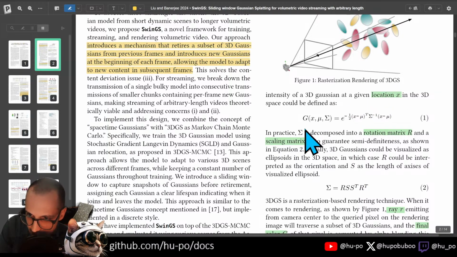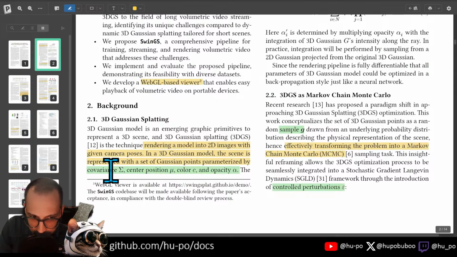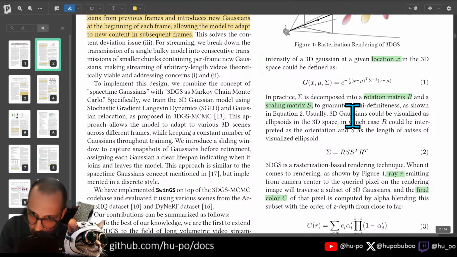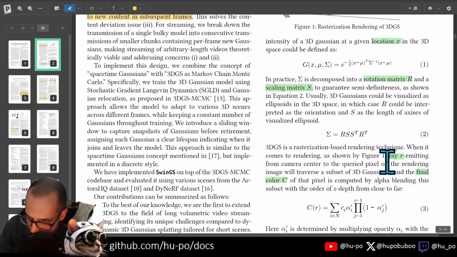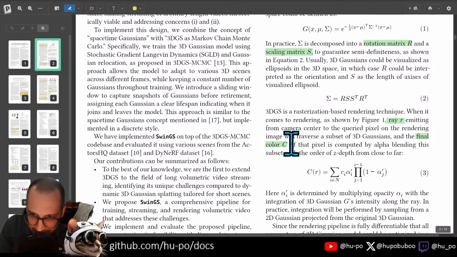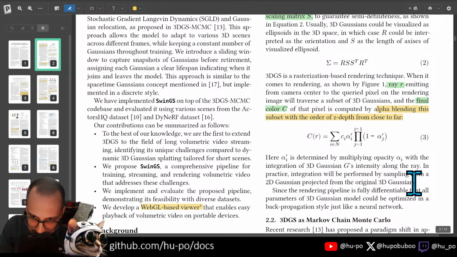So given a location X, this thing here, the covariance is further decomposed into a rotation matrix and a scaling matrix, which you can interpret as the rotation and spread and scale of these little splats. And then you have some ray R, which will emanate from the camera center to the queried pixel, and ultimately the final color of that pixel is computed by alpha blending this subset with the order of z depth from close to far, right? So this is the rendering process that is differentiable.